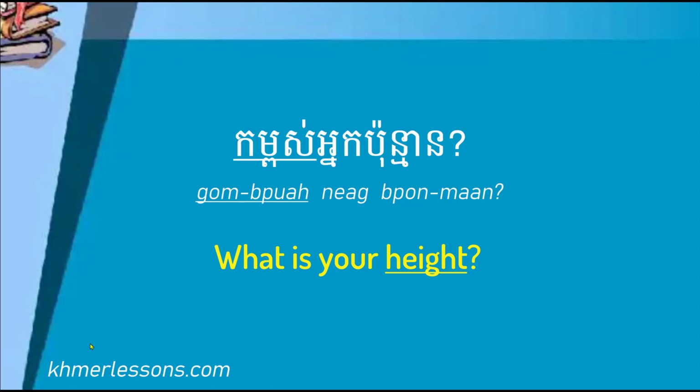You know already, when you ask a question related to numbers, we always use pon man as the question word in the sentence. This is why we don't use what, and we use pon man as the question. So again, kombpuol neak pon man.